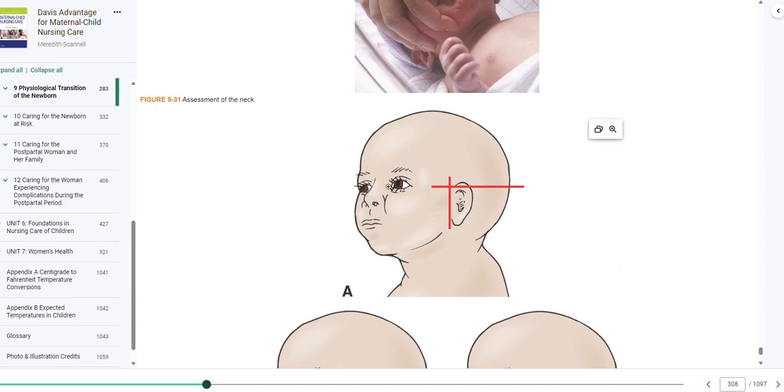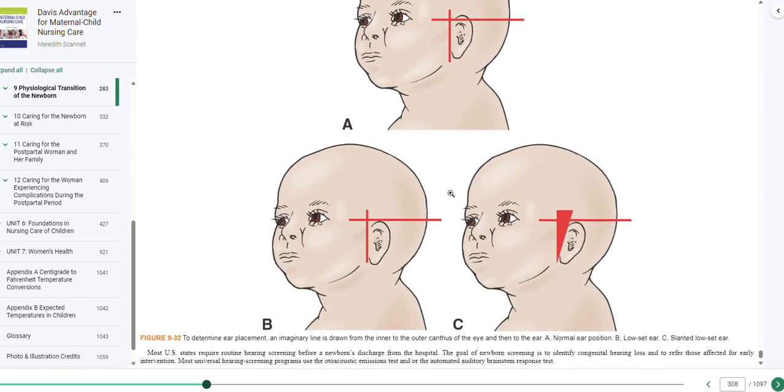Assess the ears and eyes lining up to determine if they have some type of congenital issue going on.